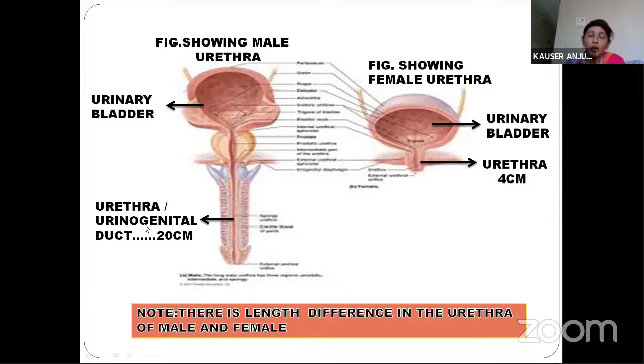And why it is called the urinogenital duct: this is the tube from where the sperms come out, and this is also the part from where the urine is excreted. As the urethra is the part from where the sex cells come out, and also the part from where the urine is expelled out, it is called the urinogenital duct. Is it clear, children?